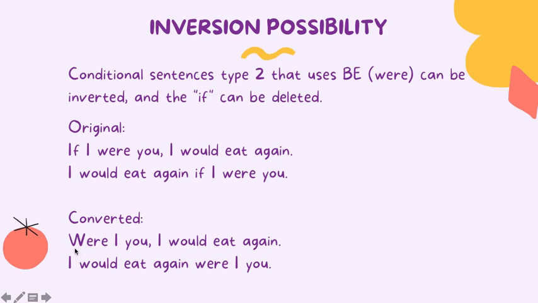As you notice, there's no if here, but the position should be changed. The original position is I comes before were, but then it is transferred, were first. Were I you, I would eat again. Or the other form, the second form, is I would eat again were I you. It may sound strange, but this is academically correct.